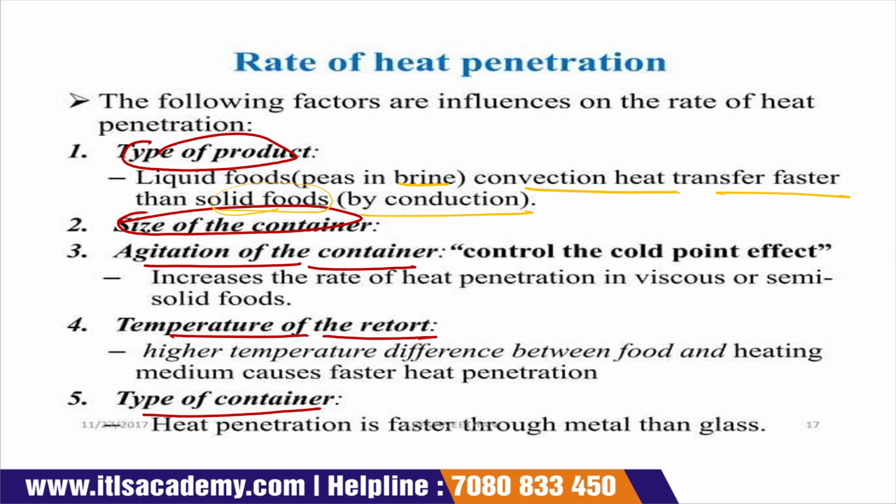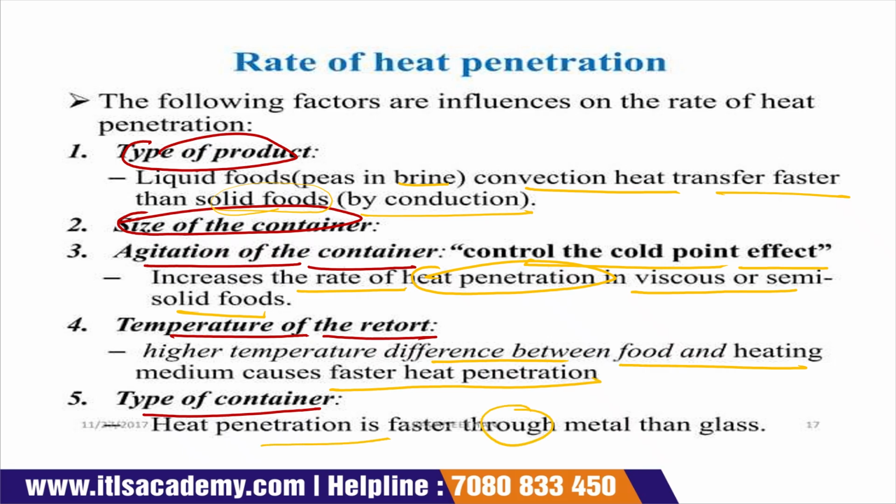The next is the size of the container. If the size of the container is large, then the penetration rate is slow, and if the container is small, then the penetration rate is high. Agitation of the container helps control the cold point effect. The rate of heat penetration increases in viscous or semi-solid food. A higher temperature difference between the food and the heating medium causes faster heat penetration, and heat penetration is faster through metal than glass.